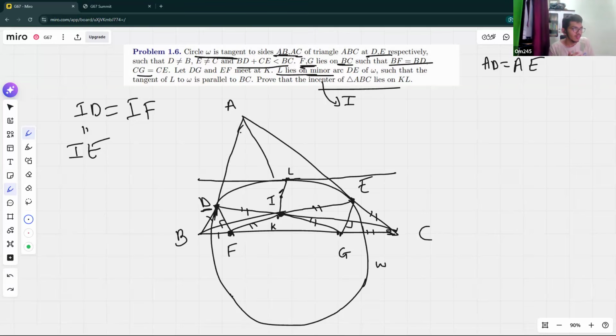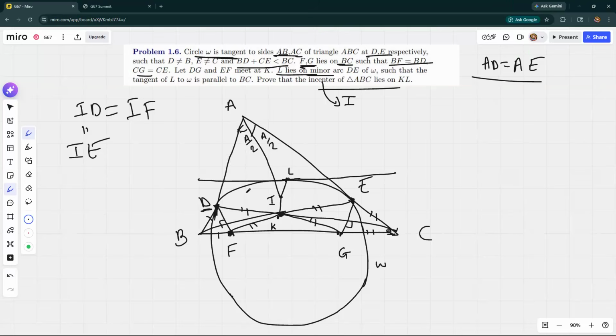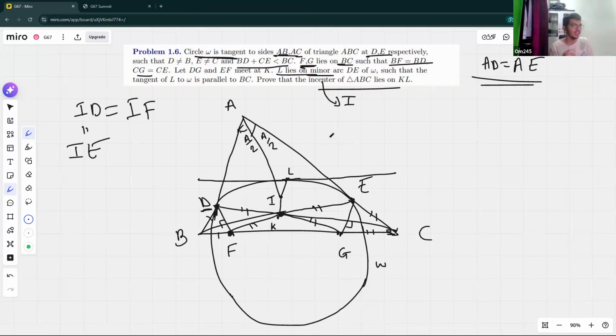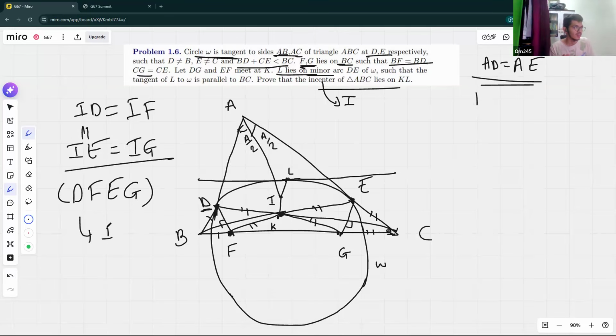K and DI. But okay, let me explain this part. This is A by half, and now AD is congruent. Yeah, AD is equal to AF, my bad. ID is equal to IF, and this is equal to IJ. So that implies, as Nishan mentioned, DFEJ is cyclic with I as the center.